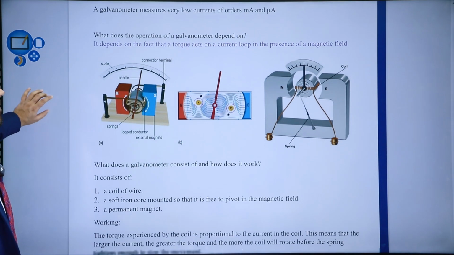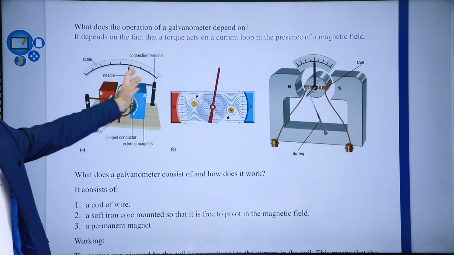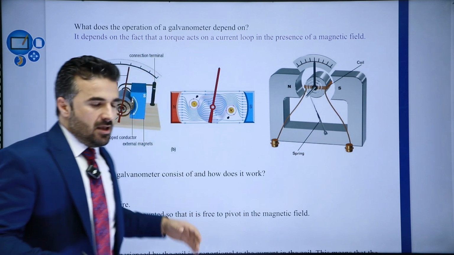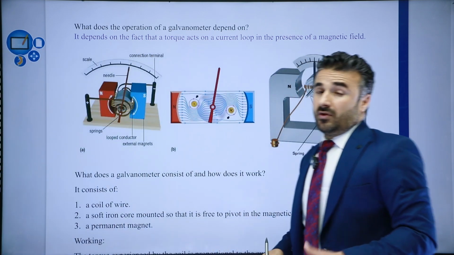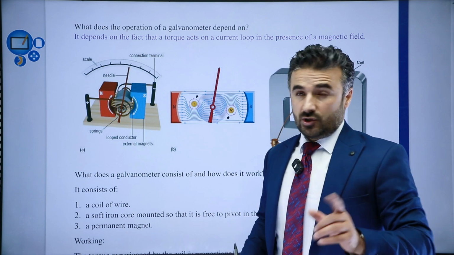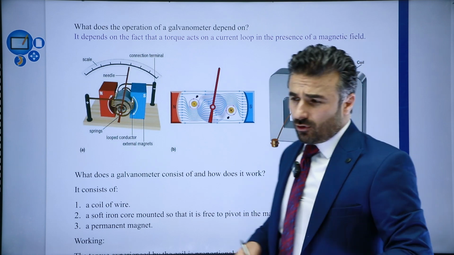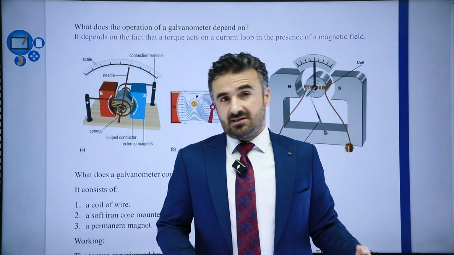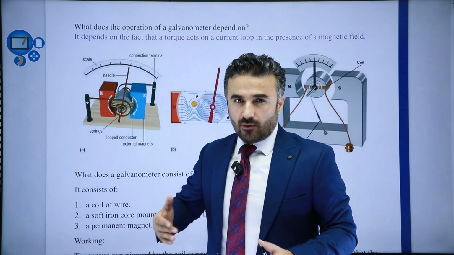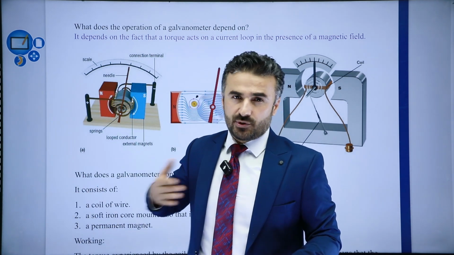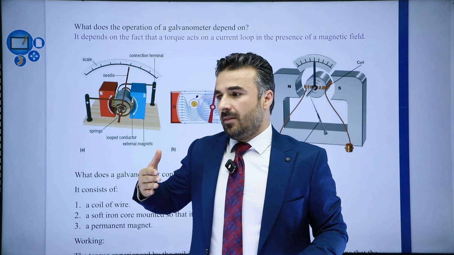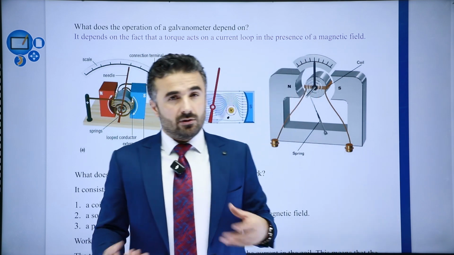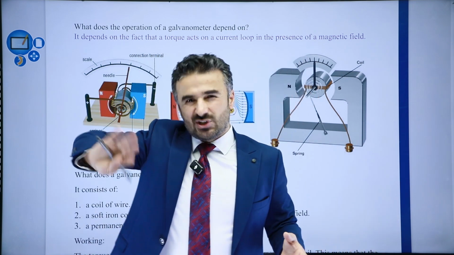But what does the operation of a galvanometer depend on? We can say it depends on the fact that a torque acts. Now you might say, what about a force? Didn't we say a force? Well, this time we have a torque, and I'll tell you why a torque, not just a force. For the loudspeaker, there was a force acting on the coil, which was attached to the paper cone, and this force made the paper cone move back and forth. But this time it's a little bit different. Instead of calling it a force, we call it a torque. And when do we use a torque? When there is rotation.